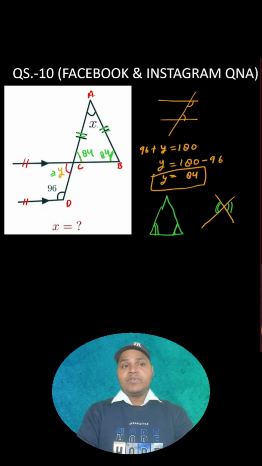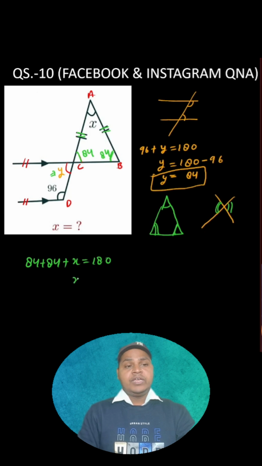Now let's discuss how to find the value of x. Since we know that all the internal angles of any triangle sum to 180 degrees, we write 84 plus 84 plus x is equal to 180 degrees. If we transfer these two terms to this side, the sign changes, because they are positive and become negative, so 180 minus 84 minus 84. Now subtracting these, we simply get the value of x equal to 12.